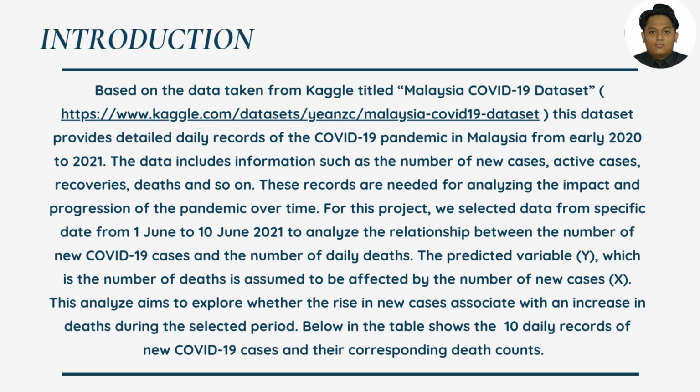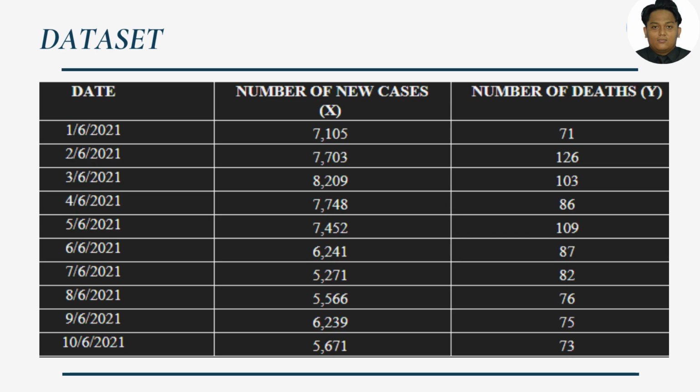For this project, we have selected data from specific dates, from 1 June to 10 June of 2021, to analyze the relationship between the number of new COVID-19 cases X and the number of daily deaths Y. Our dataset consists of date, number of new cases X, and number of deaths Y.